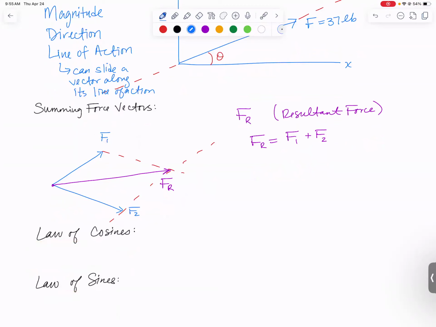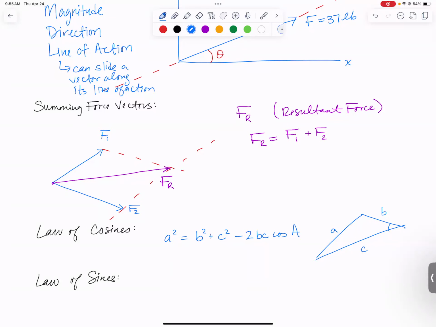Law of cosines tells us that a squared is equal to b squared plus c squared minus 2bc cosine of angle A, where you would need to have a triangle. Side lengths are A, B, and C, and then our angles are opposite. So this would be angle A, this would be angle B, and this would be angle C.